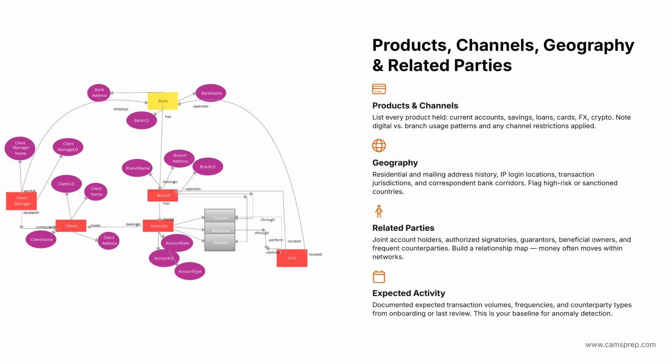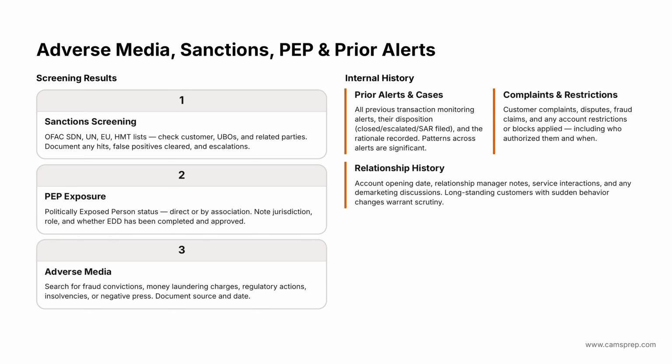Related parties are critical: joint account holders, authorized signatories, guarantors, beneficial owners, and frequent counterparties all belong in your profile. Build a relationship map. Money often moves within networks, not in isolation. Finally, record expected activity. Documented transaction volumes, frequencies, and counterparty types from onboarding or the last review become your baseline for anomaly detection. Screening results and internal history add crucial risk intelligence to your profile.